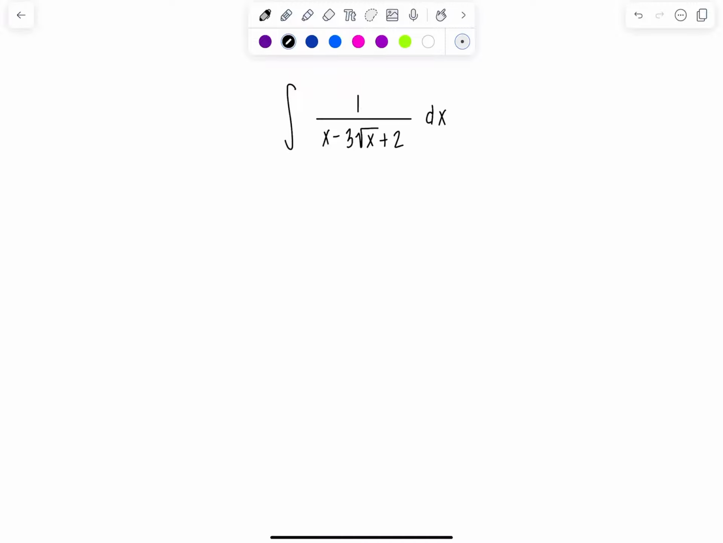So if you want to play around with it, pause the video. I'm going to jump right in. I'm going to let u equal rad x, and I'm inclined that way because I notice the denominator is quadratic in form, meaning if I make this change of variables, then I will have a quadratic function in terms of u. So if u is rad x, then that means u squared is equal to x.